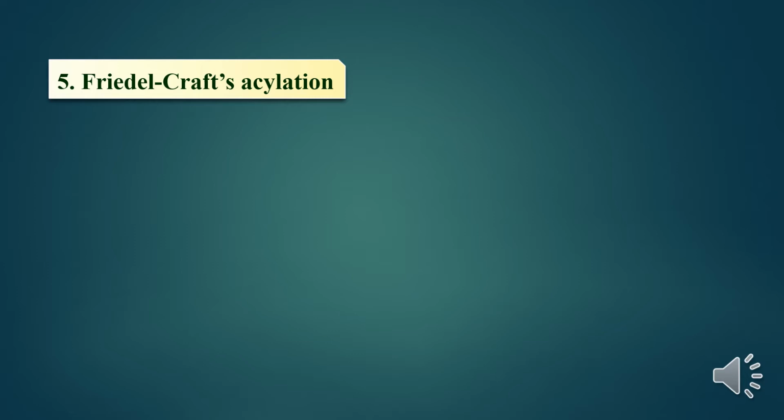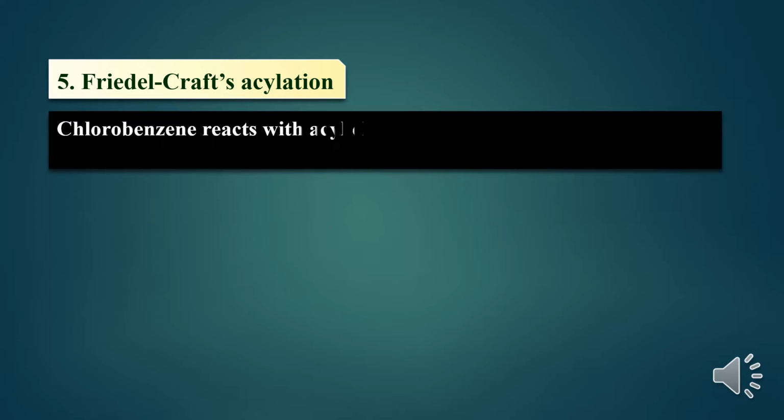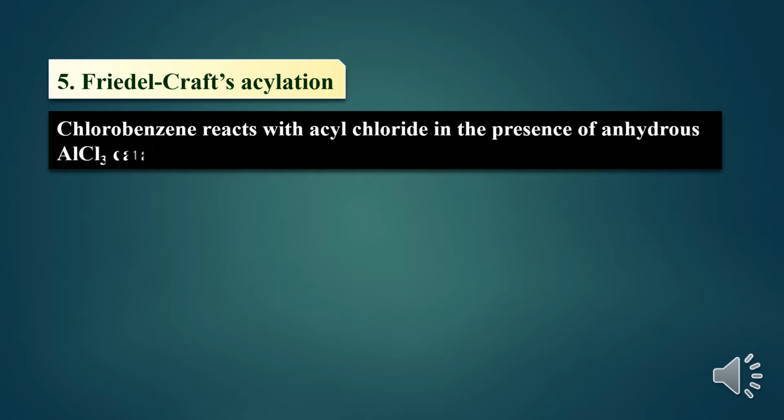Now next one, Friedel-Crafts acylation. So now acyl group you are substituting. So where you are substituting? Again to the halorine, that is nothing but chlorobenzene. So chlorobenzene reacts with acyl chloride. Acyl means CH3CO group. CH3CO group is called acyl. So chlorobenzene reacts with acyl chloride in the presence of again Friedel-Crafts reagent, that is the anhydrous aluminum chloride. So it will act as a catalyst. So again you will get the product as ortho and para.